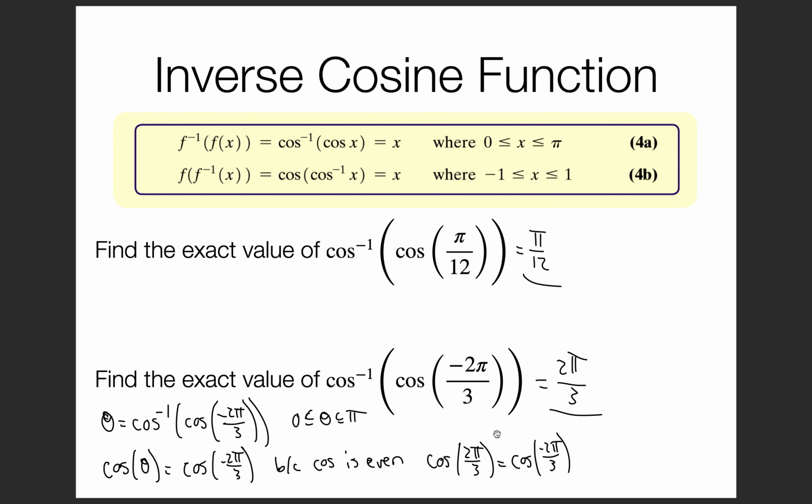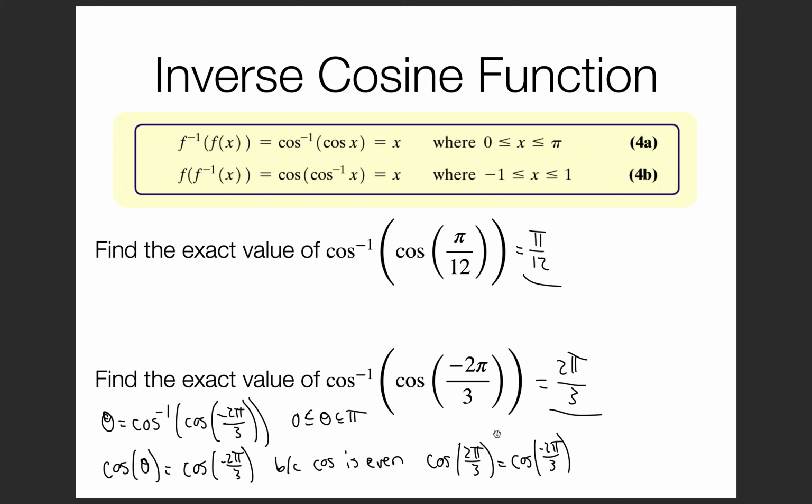All right. So here I have the easy example, cosine inverse of cosine of pi over 12. Pi over 12 is between 0 and pi, so great, it's equal to pi over 12. Okay? That's what you hope and pray for on every exam as a student.